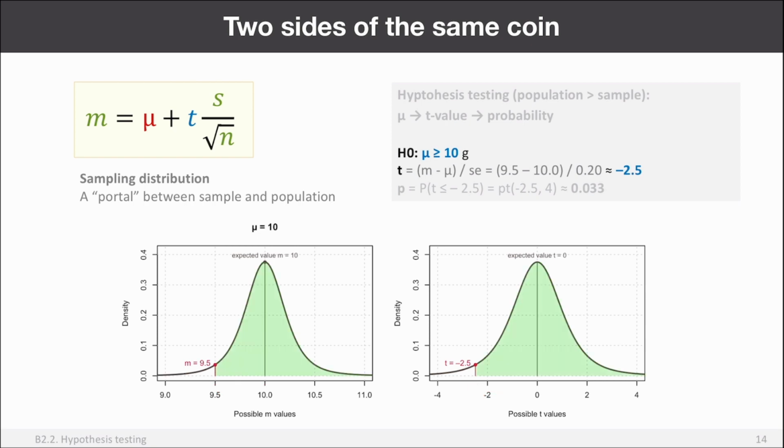Now let's talk about direction. You remember that our hypothesis is that mu is equal to or larger than 10. So this is your sample, 9.5.